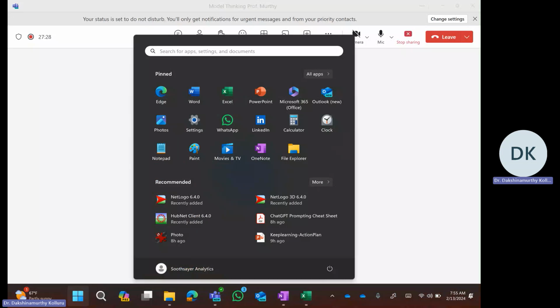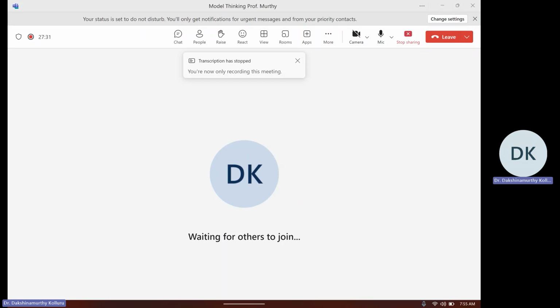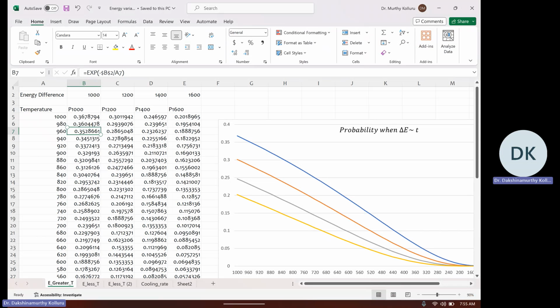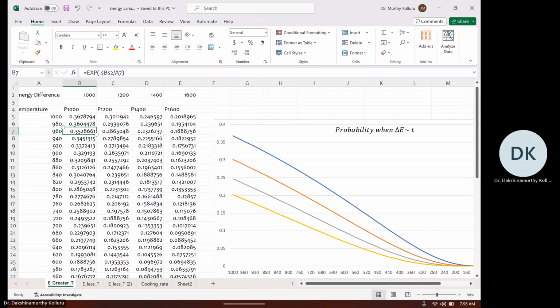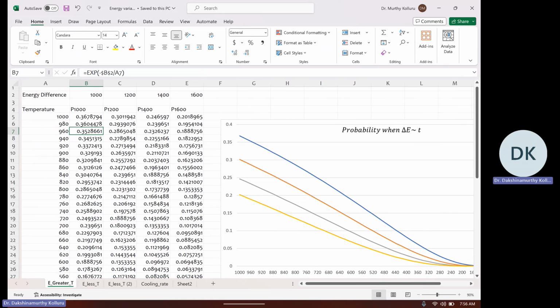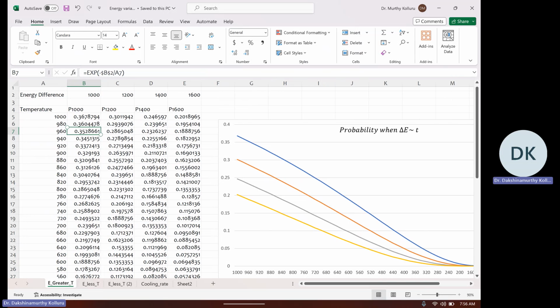Let's now understand a bit more about the function e power minus delta E by kT. When I took two different scenarios, I created temperature values from 1000 down to 40 or 20, a very low value. Here, I made the energy difference of the same order as the initial temperatures.